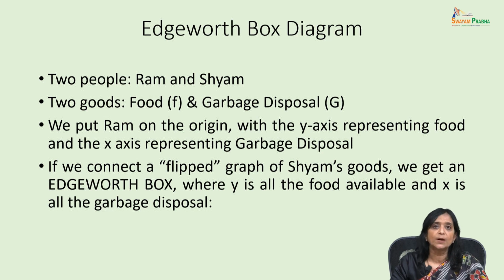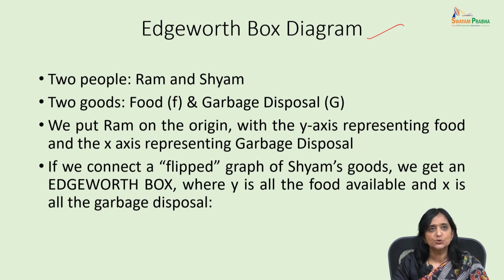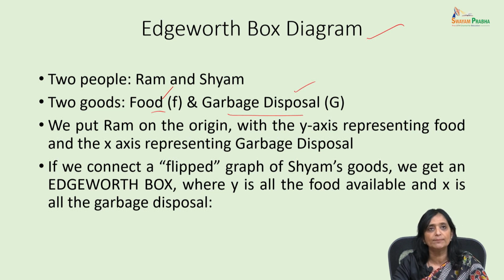So this concept of Pareto optimality, whether we are talking about consumption or production, we will always be taking the help of the Edgeworth box diagram. That's a very wonderful graphical way of explaining the allocation of resources. So let us graphically make this Edgeworth box diagram, and let us assume that there are two people, Ram and Sham, and two goods they are consuming. One is food and the other is garbage disposal. F is a market good, whereas garbage disposal is an environmental good, because we are talking about waste disposal in the environment.